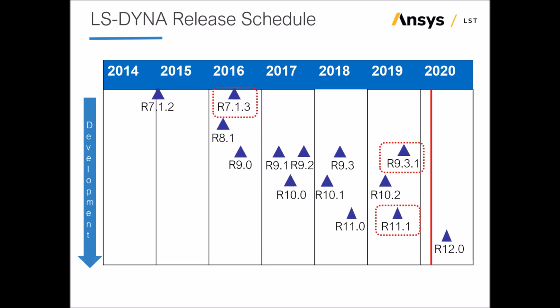Here are the recent releases of LS-DYNA. New developments go into the next major release, such as R9, R10 or R11, and each major release then gets one or two minor releases to fix bugs. Many customers are transitioning from 7.1.3 to 9.3.1 as new projects start, and R11.1 is popular among customers who need the latest features. Later this year, we are expecting the first release of R12.